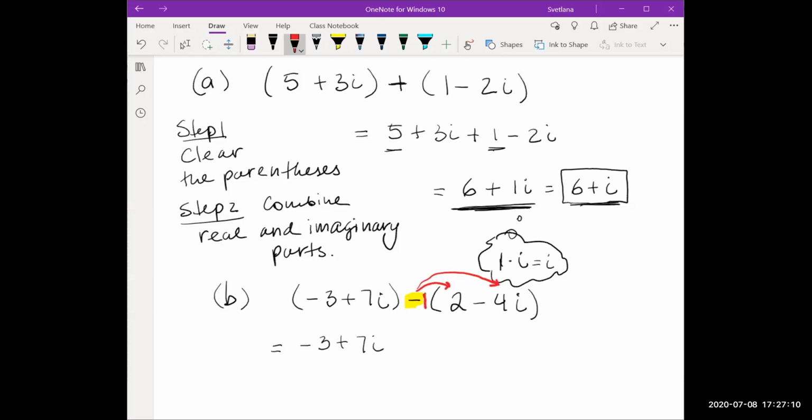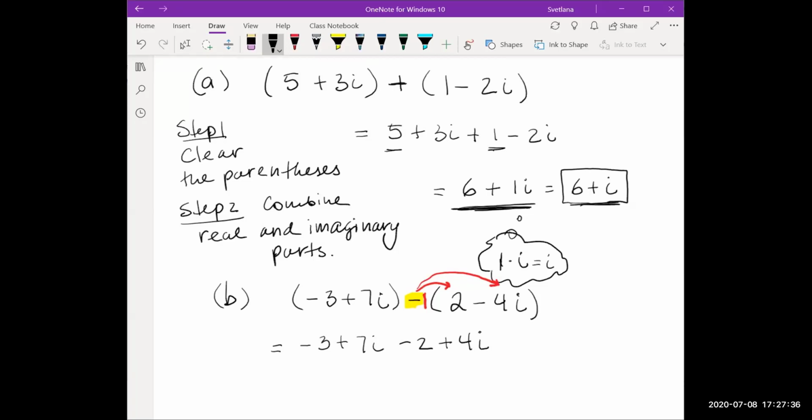So in your mind, you can imagine how it's -1 here, and I am multiplying everything by -1. Well, -1 times 2 is -2. And -1 times -4i is +4i. And that's how the parentheses will be dropped.